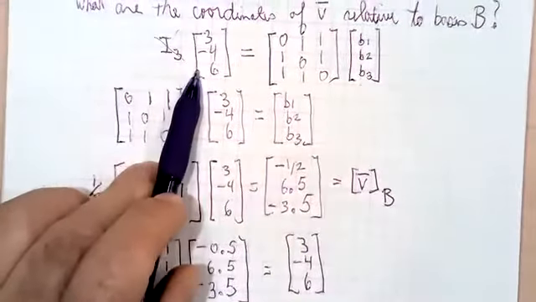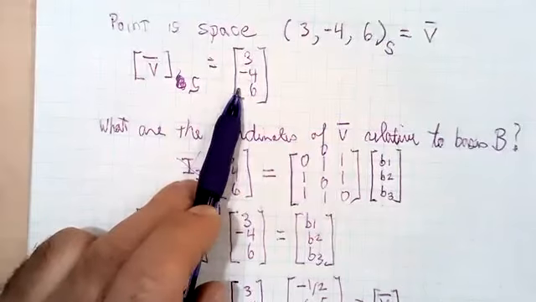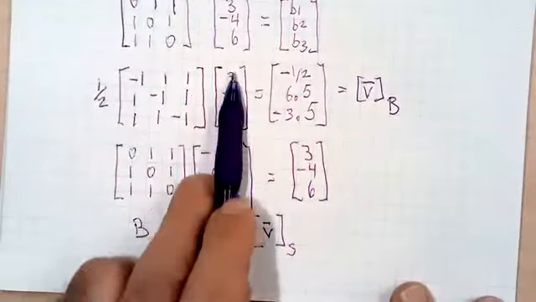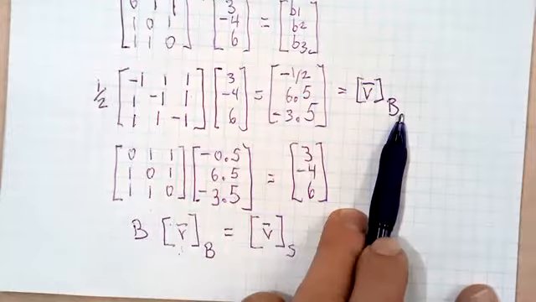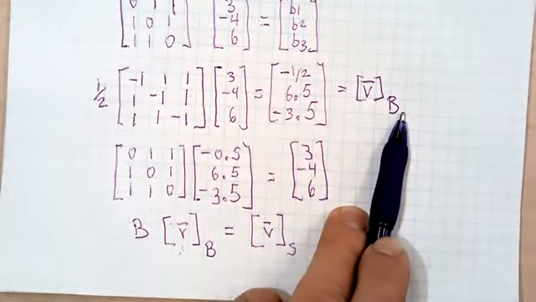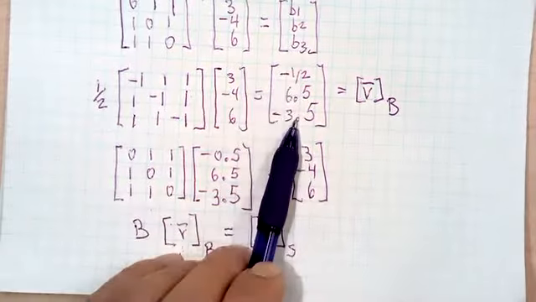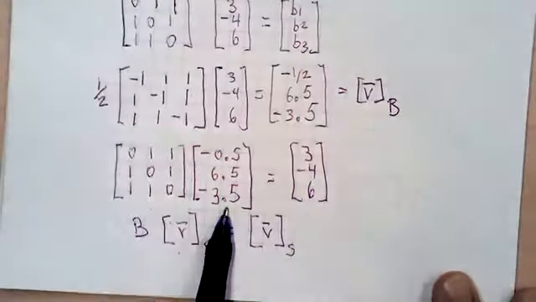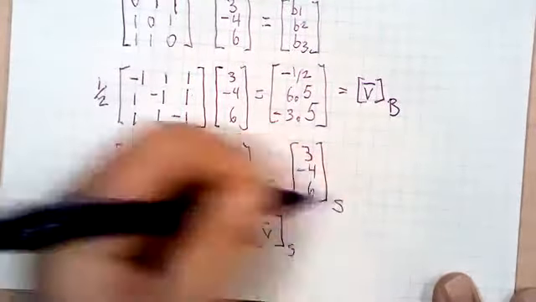That's where we started. We started with the vector 3, minus 4, 6. That's relative to the standard basis. We did this inverse trick. It's B inverse times the standard basis coordinates that gave us the coordinates in the B basis. And then just to check, we said, well, what would that mean? It would mean that if you took these as multipliers on the B vectors, and that's done with a matrix multiplication, it should take you back to the standard basis coordinates, and it did.